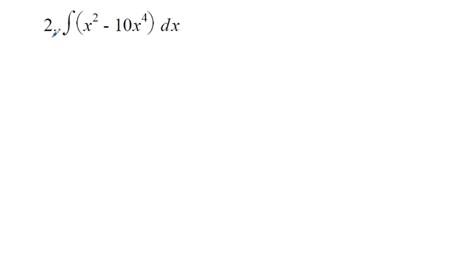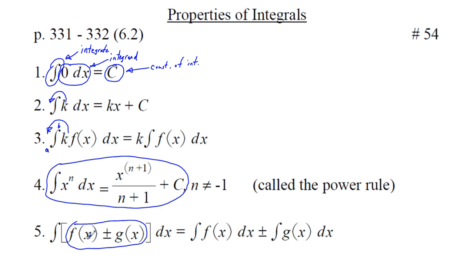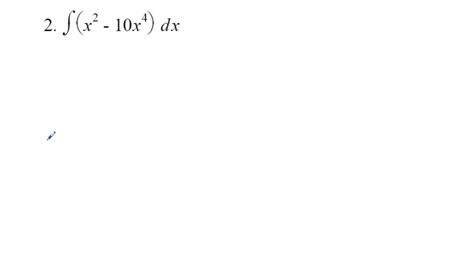Okay. On these subsequent ones, I'm not going to do as much explanation. Well, here we have number 2, the integral of quantity x squared minus 10x to the 4th power dx. And for that, we're going to go back here and look at rule number 5, and also in combination with the other things. So we're going to separate this into 2 separate integrals. We're going to have x squared dx minus 10x to the 4th dx.